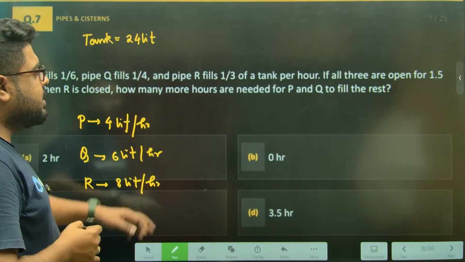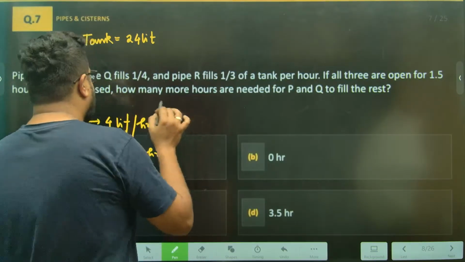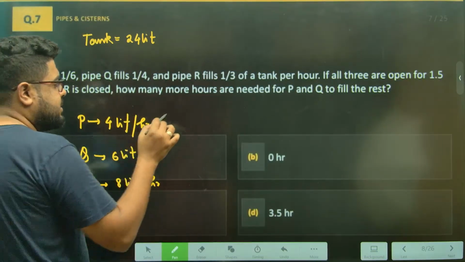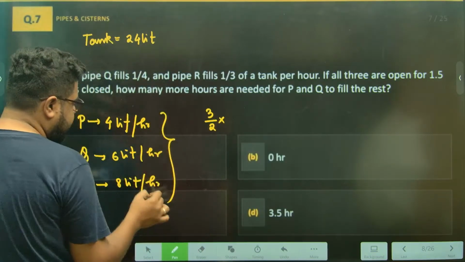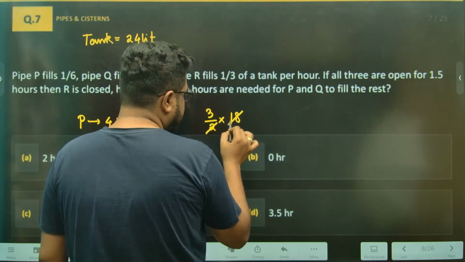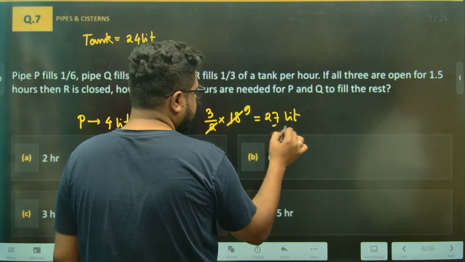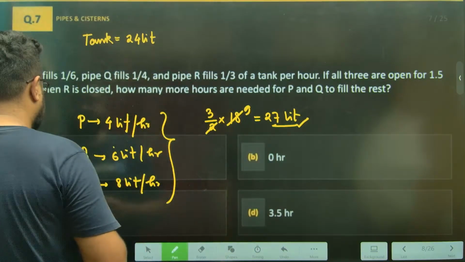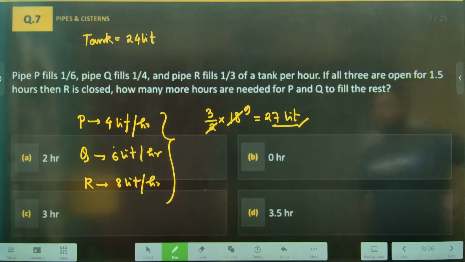Done. If all three are open for 1.5 hours, then R is closed. Acha. So that means all three were open for 1.5 hours. So how much water will they fill? 3 by 2 hours into. If all three are open, they will fill 6 plus 4 plus 8, 18 liters. So 27 liters are gone. Ek second. So why is there so much error in the questions?